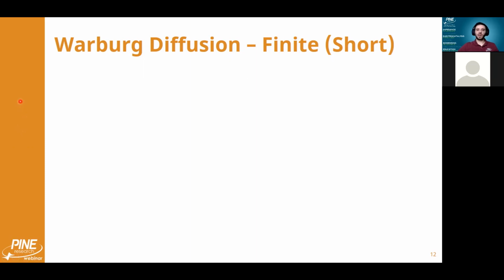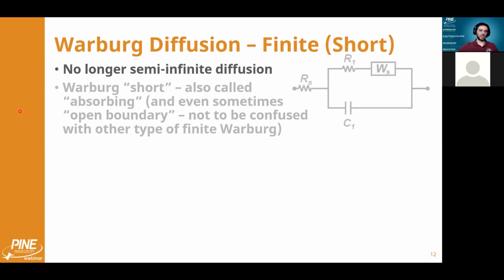The second kind of Warburg element, which again has two types, is the finite Warburg. The first we're going to look at is called the Warburg short. No longer do we have semi-infinite, as you can tell by the name, finite. We have a fixed length of diffusion. The only difference primarily, it's still diffusion, but in this case we have a fixed length through which that diffusional process is occurring instead of an infinite or semi-infinite length.